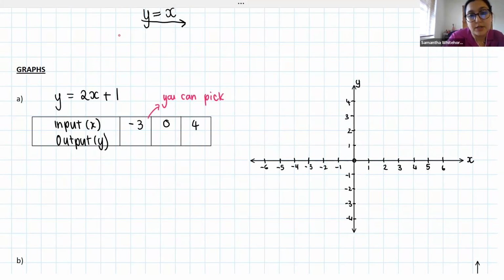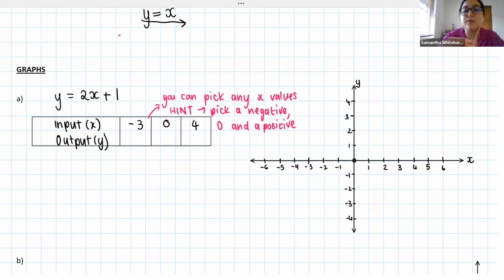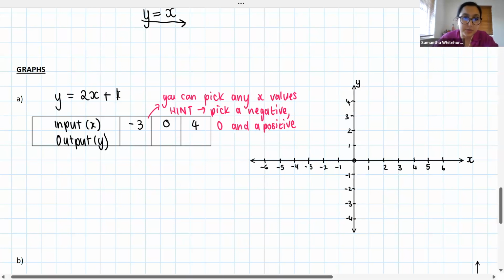Just going to make a note here. You can pick any values. Hint: pick a negative, 0, and a positive. That will just help you get a really clear picture of what the relationship is.